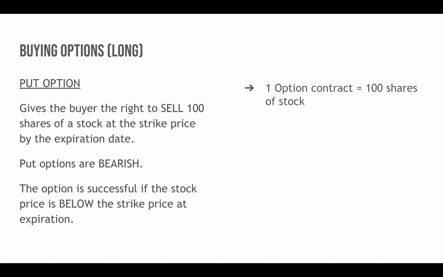A put option gives the buyer the right to sell 100 shares of stock at the strike price. Okay, so call options, we are buying at the strike price. Put options, we are selling at the strike price. This strategy is bearish, meaning we want the stock to fall. And the option is successful when the stock price is below the strike price at expiration.